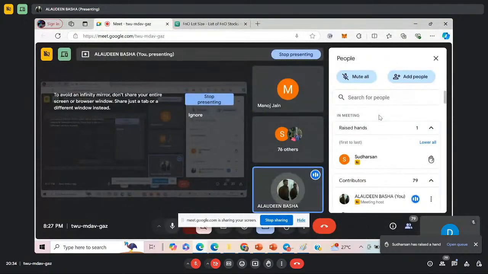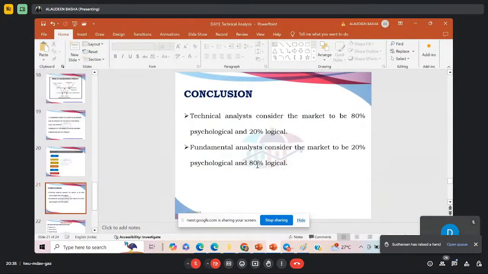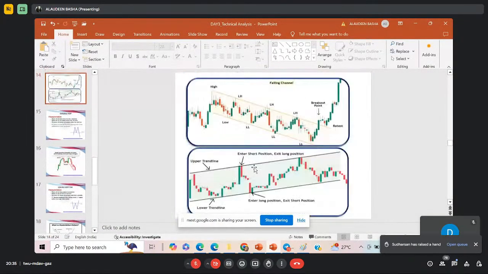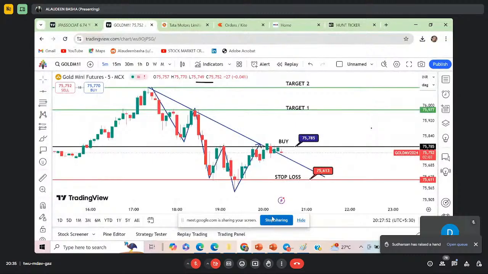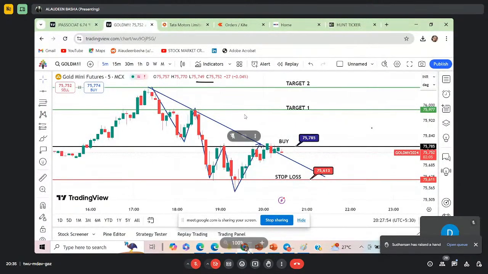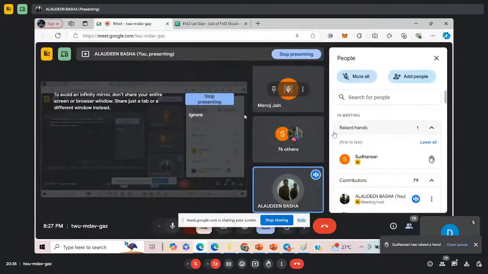Any doubts, guys? Today's scenario. Okay, if you are really interested, I'll give one task. It's not an assignment, don't think like that. Tomorrow you can find out, using technical analysis, since there are 400, 500 participants in the meet, at least one stock based on one technical analysis.